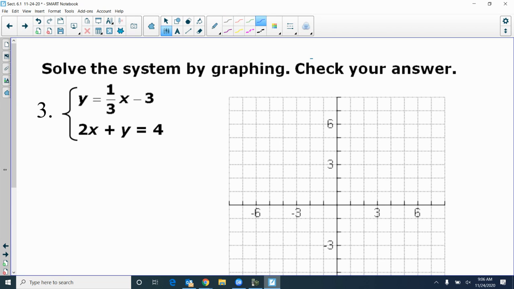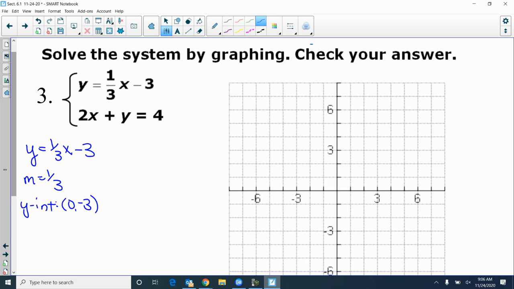So the first one, y equals 1/3 x minus 3. That's in the nice form. My slope is 1/3. My y-intercept is 0, -3. And so you go down here to -3. 1/3, up 1, to the right 3. Up 1, to the right 3.